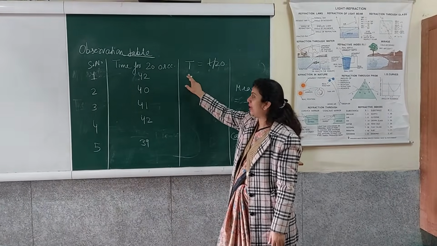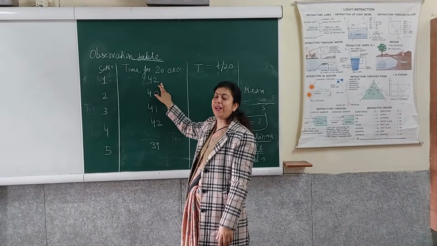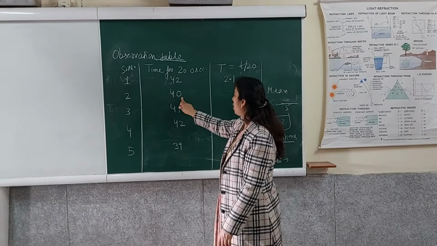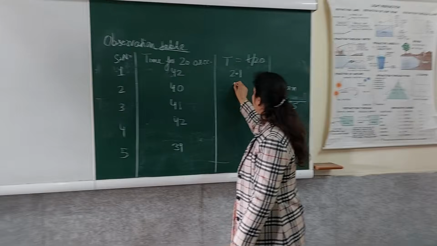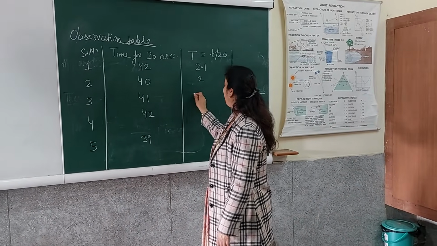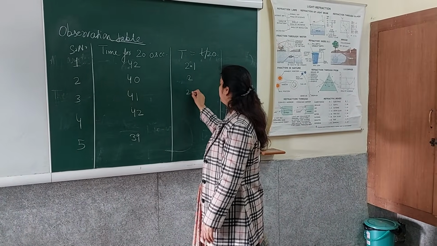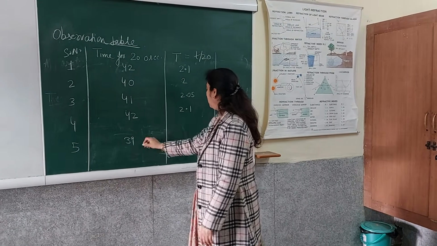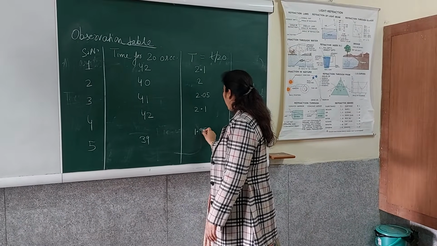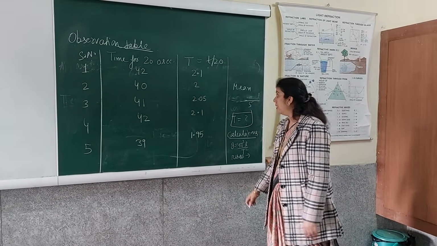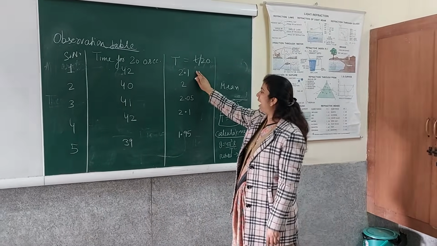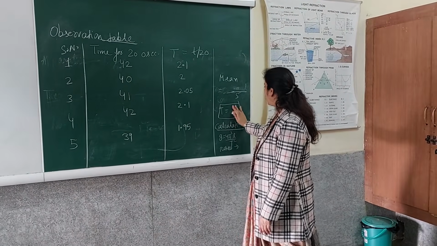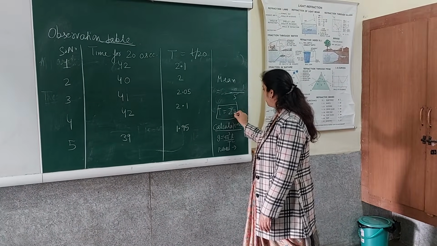Now what is time period? 42 divided by 20. What is it? 2.1. 40 divided by 20 is 2. Divided by 41? 2.1. Am I right? Yes. Chalo. Now what is the mean of this? Add them, 2.12, 2.05, this divided by 5. Suppose it comes out to be 2 seconds.